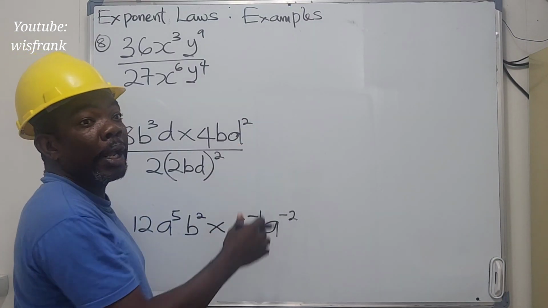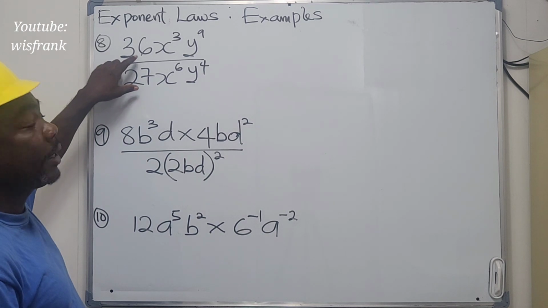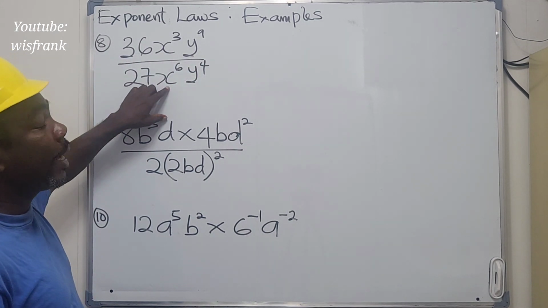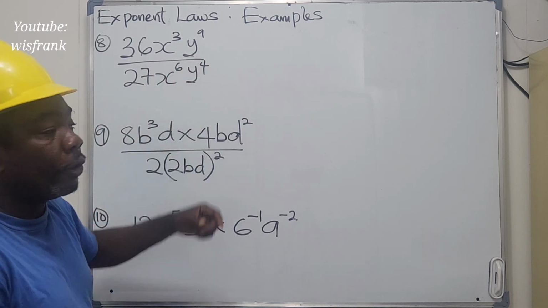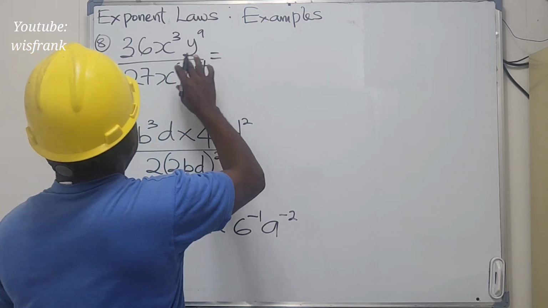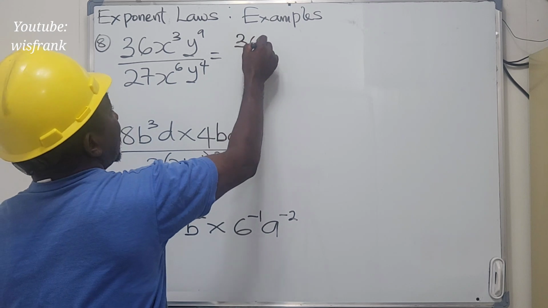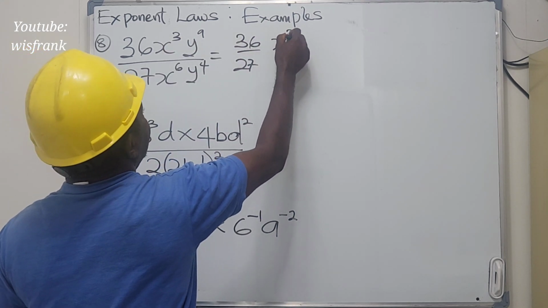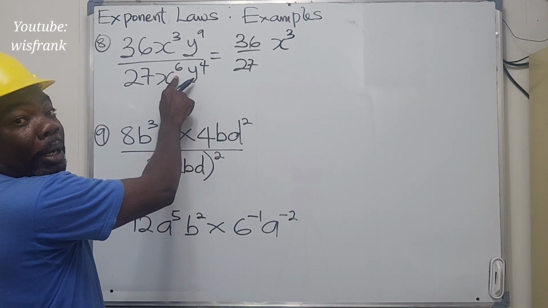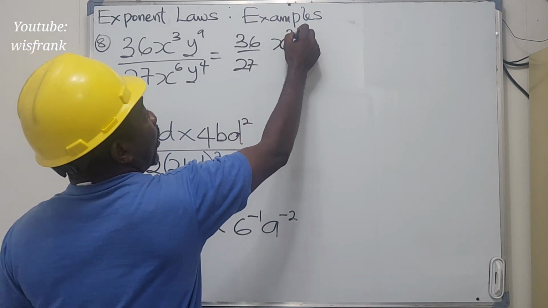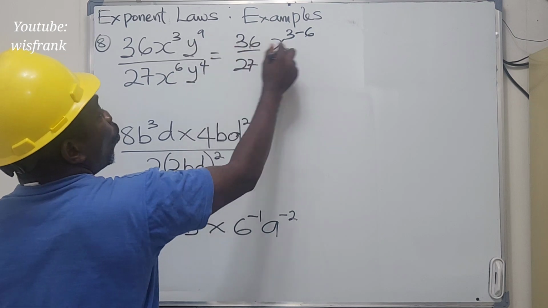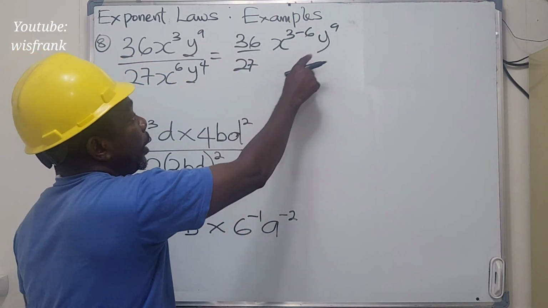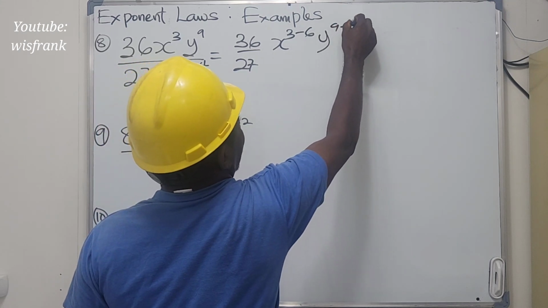So the next one, we are looking at number 8. So we have 36 x to the power of 3, y to the power of 9, all over 27 x to the power of 6, y to the power of 4. We can simplify this as 36 all over 27. So we have here x to the power of 3. Then here we have x to the power of 6. This will become minus 6. Then we have y to the power of 9. Then we have y to the power of 4 here. When this goes up, it becomes minus 4.